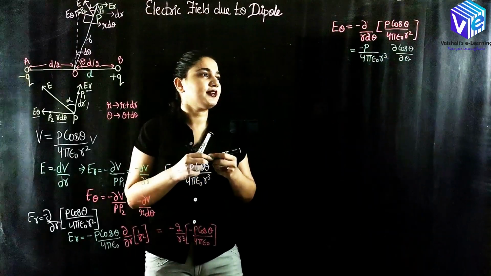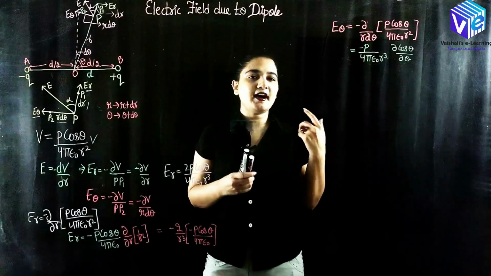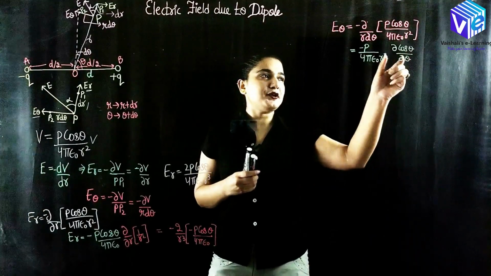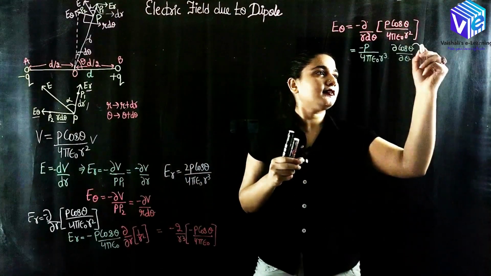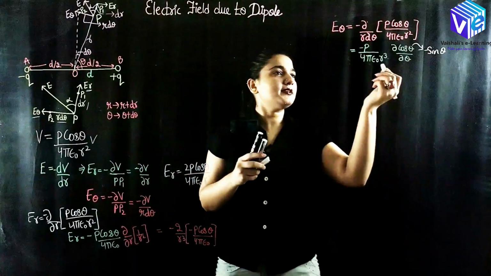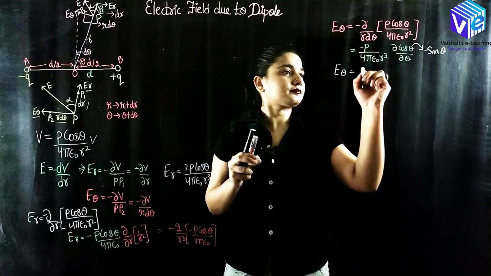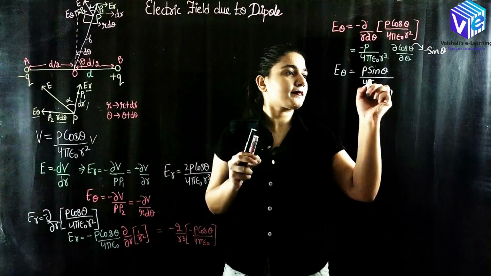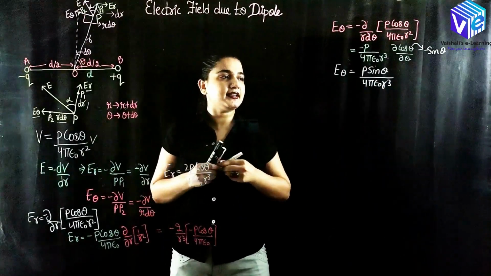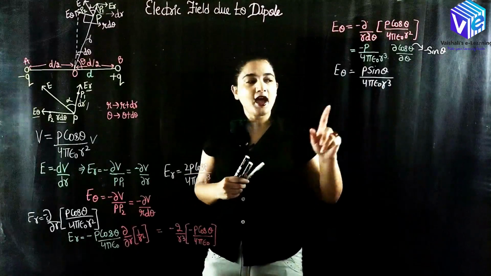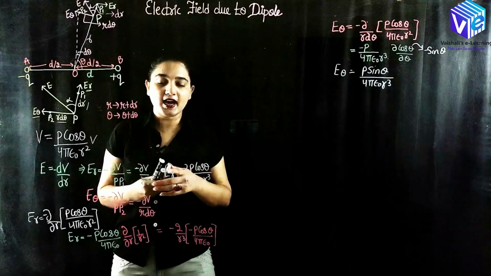Okay, so we are left with minus P upon 4 pi epsilon naught R cube, del cos theta upon del theta. Now I know del cos theta upon del theta is minus sin theta. So now we'll be substituting it, and E theta is equal to P sin theta upon 4 pi epsilon naught R cube. So here we have 2P cos theta upon 4 pi epsilon naught R cube.